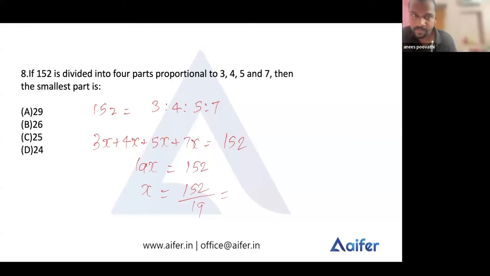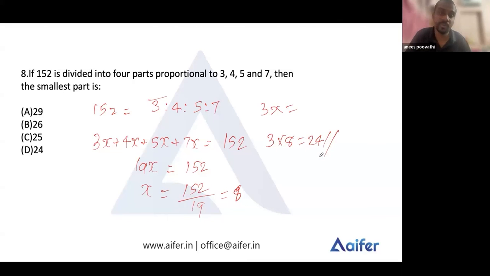Question is, what is the smallest part? That is 8. Okay, 152 by 19 will have the answer as 8. So we have the value of x as 8. So the question is about the smallest part, so we have the smallest part as 3x. So we'll have the value as 3 into 8, that is equal to 24. 24 will be the correct answer for this particular question.